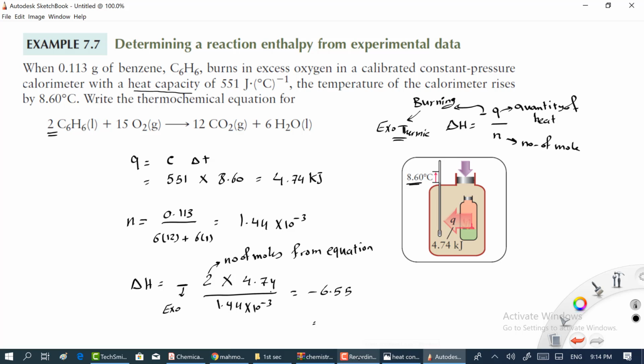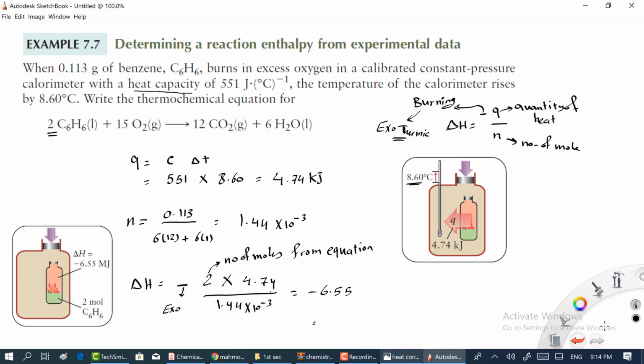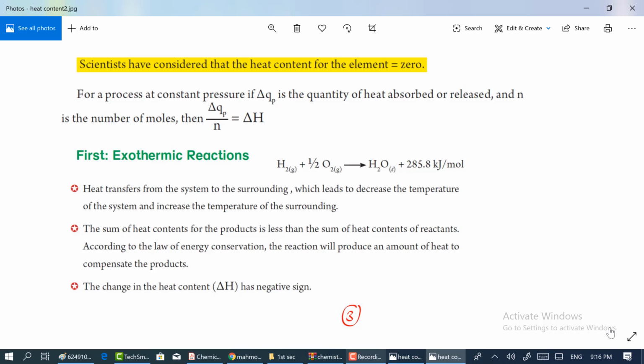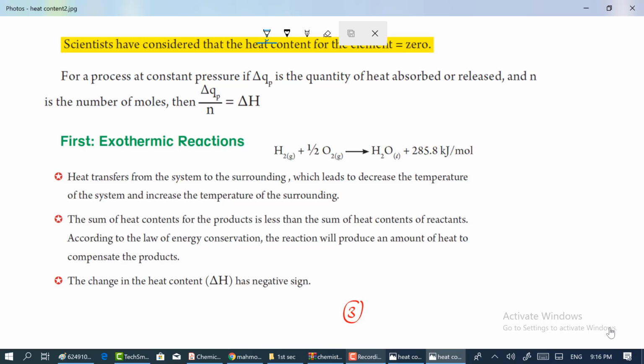If we illustrate it with a graph, this figure represents the quantity of heat released, or the molar enthalpy, for 2 moles of benzene. Okay, let's continue. We are going to talk about the heat content. Scientists say that the heat content for any element is equal to 0. The quantity of heat absorbed or released, delta Q, in the case of burning, will have a negative value.